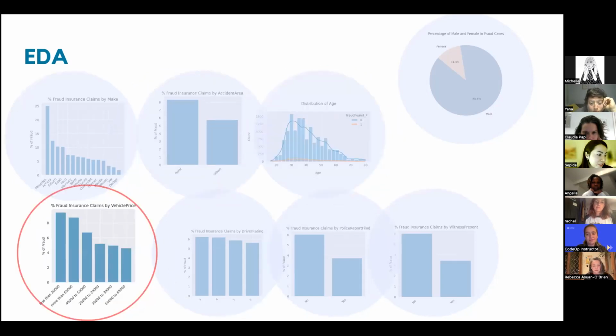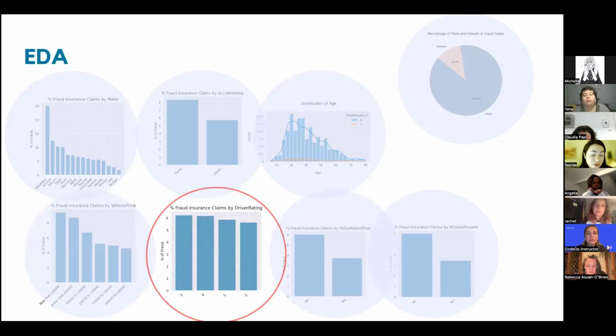And then we had a look at the vehicle price. So Yana and I thought that maybe if the vehicle price is higher, then fraud is more possible, but that's not the case. Again, as you can see, the percentage of fraud cases in vehicle price less than 20,000 is higher than others. And also we had a look at driver rating, because we thought maybe if a driver has a lower driver rating, they will commit fraud more, but that's again not the case. So this shows the complexity of our data set.